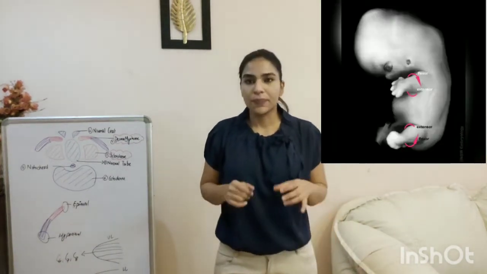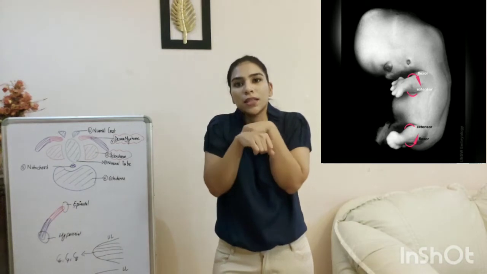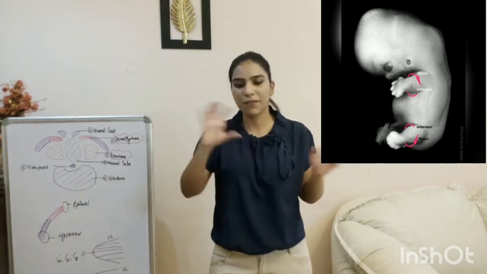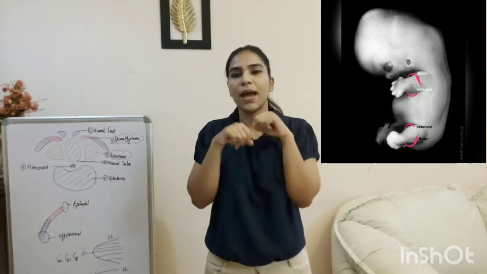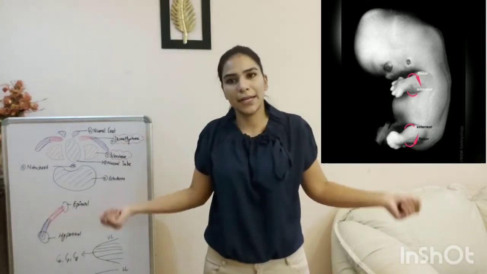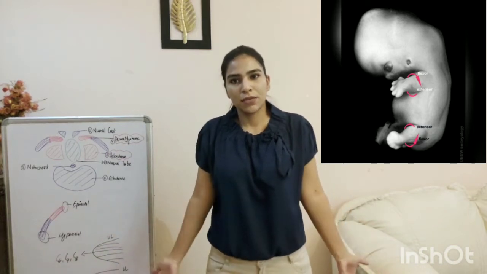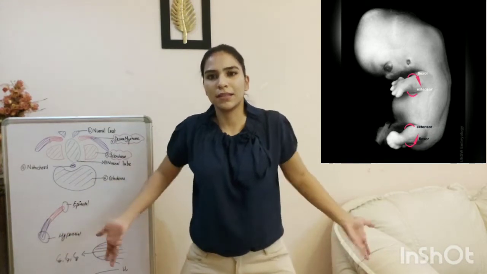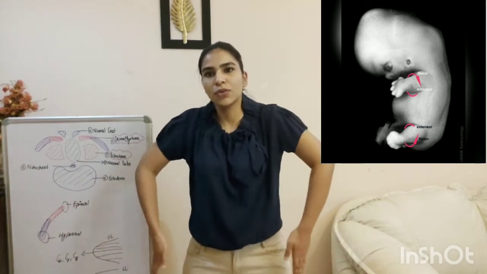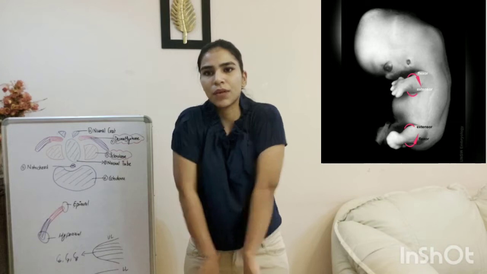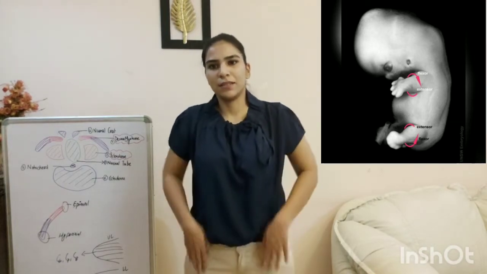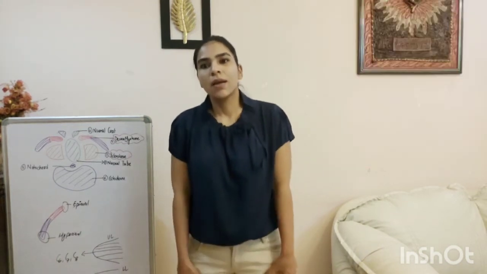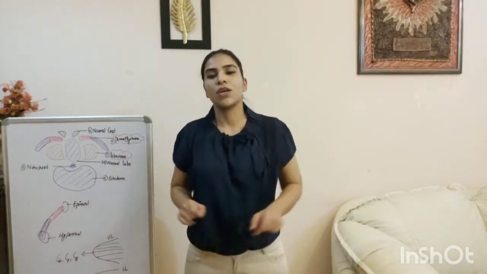How will it happen? It will happen because there occurs a rotation of the limbs at the 7th week. At the 7th week, what will happen? Our upper limb is going to rotate laterally like this. It is going to open like this, and our lower limbs, which were like this, are going to come like this, so that we can stand straight. For standing straight, it will be coming like this.